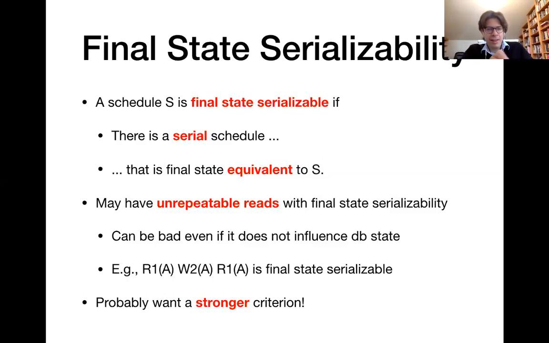For instance, if you look at the schedule over here, we have first a read by transaction 1 of object A, then a write by transaction 2 to object A, and finally another read by transaction 1 of object A. So here you have an unrepeatable read because the second transaction might have changed the value of A in the meantime. On the other side, the schedule is final state serializable because transaction number 2 writes the final value for A in any case. All right, so probably we want a stronger criterion than final state serializability.